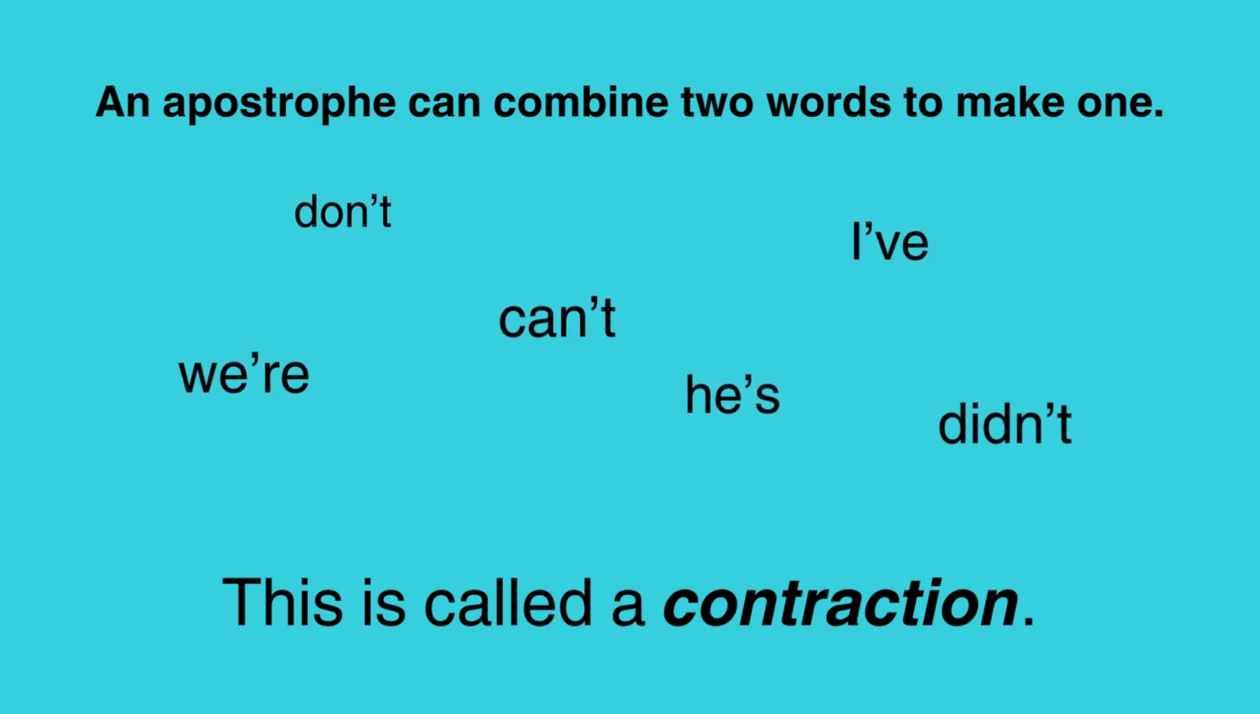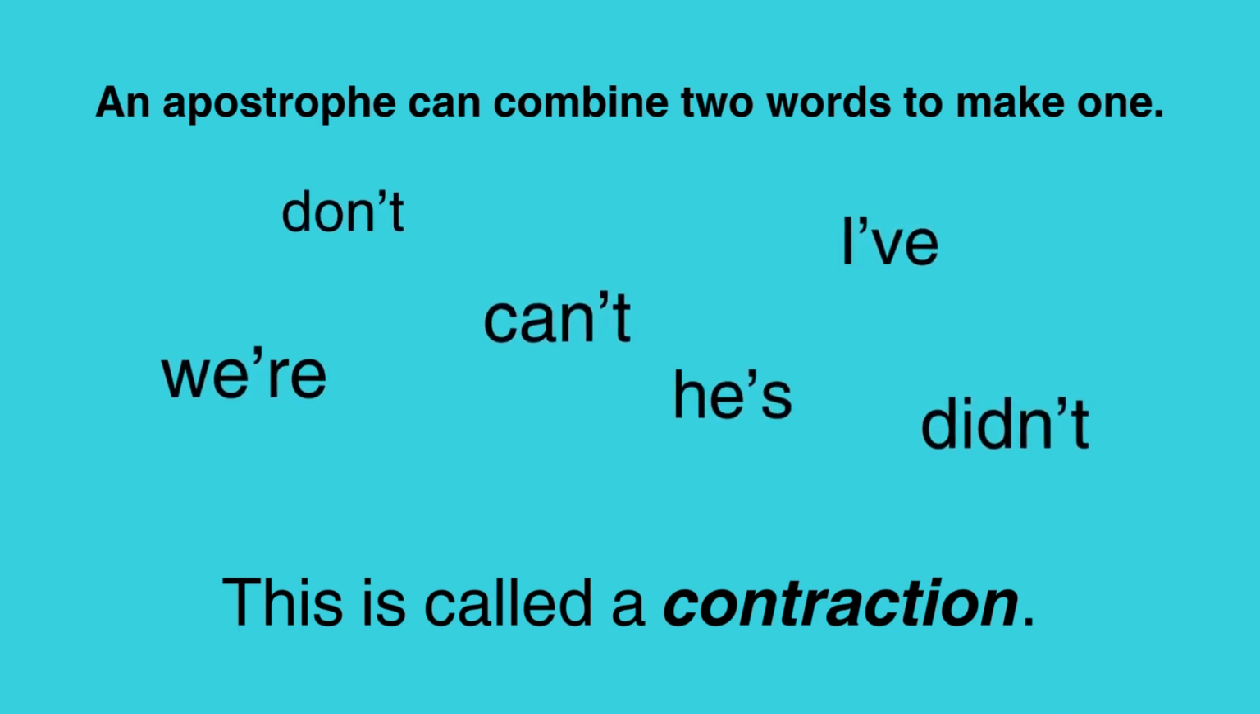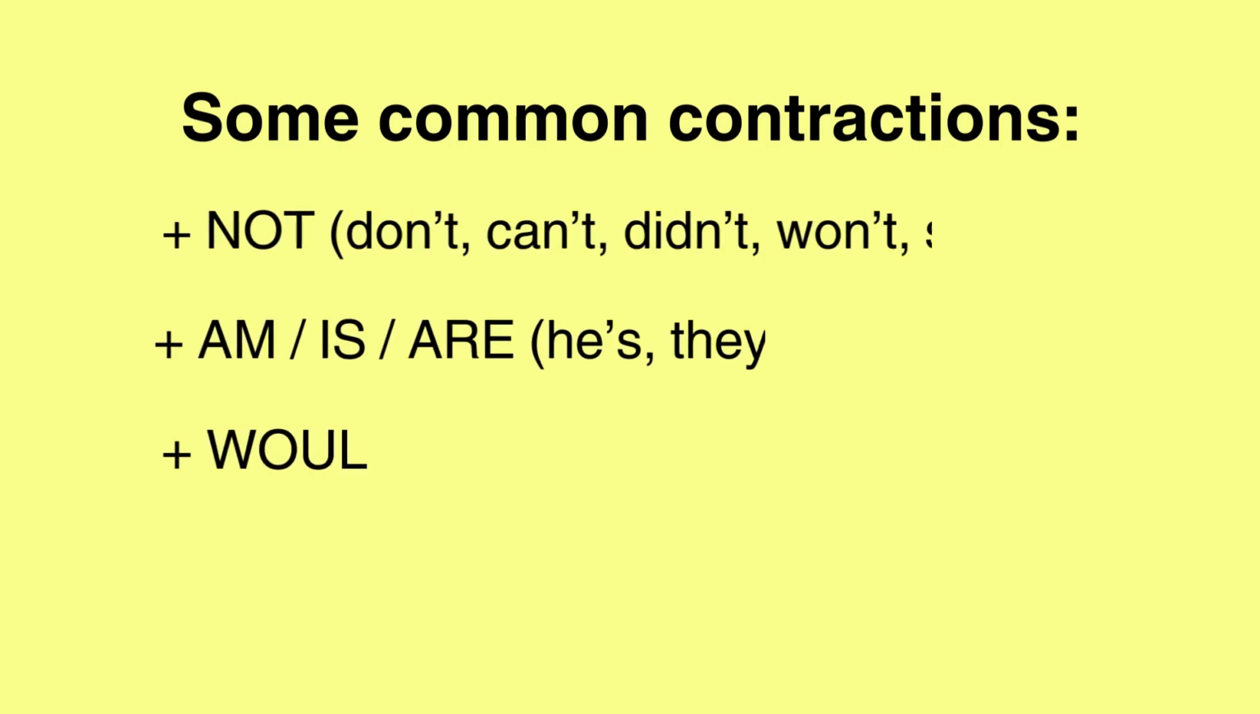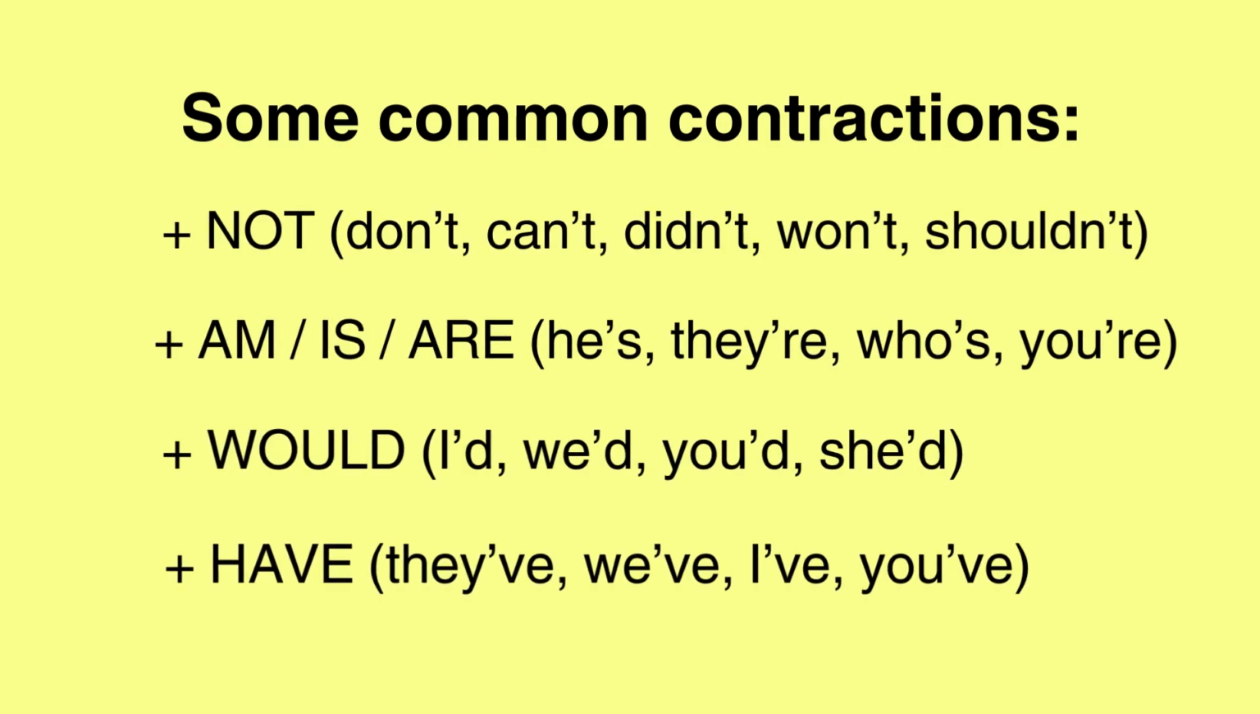An apostrophe can combine two words to make one. This is called a contraction. Some common contractions: not, am, is, are, would, have.